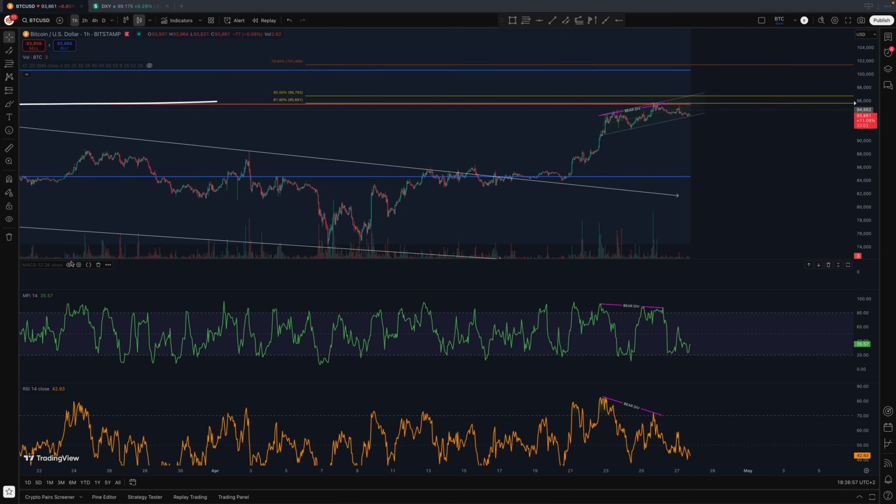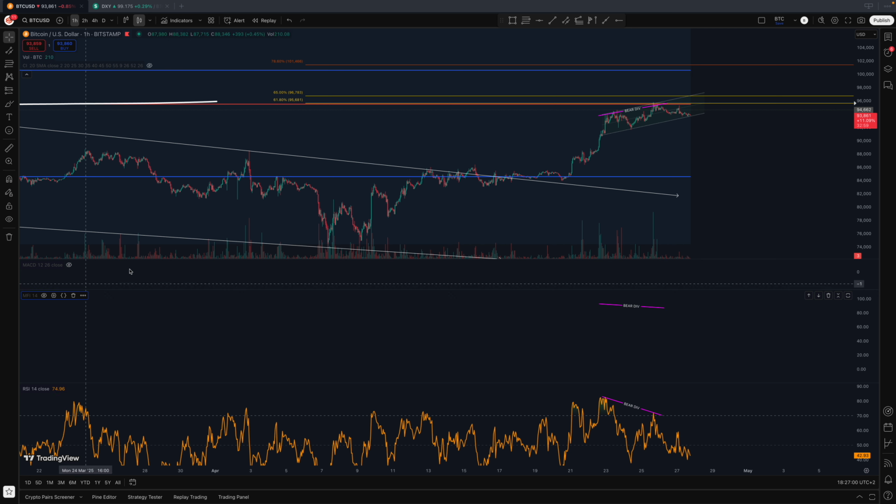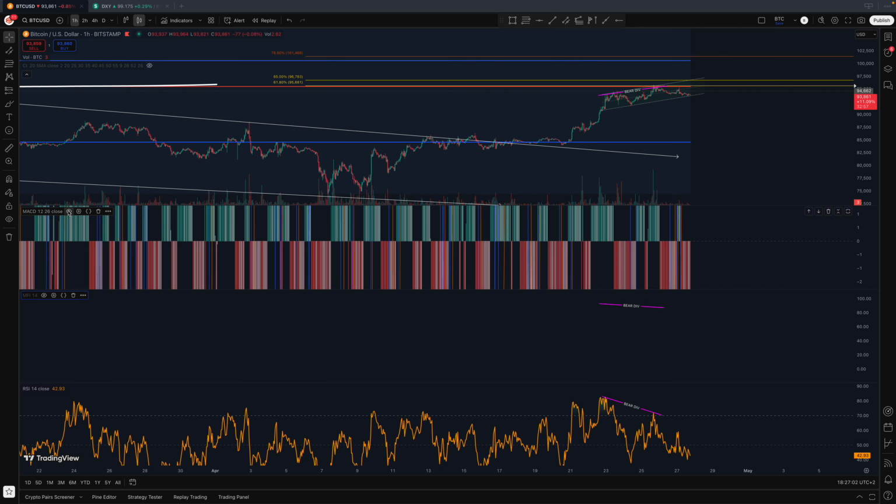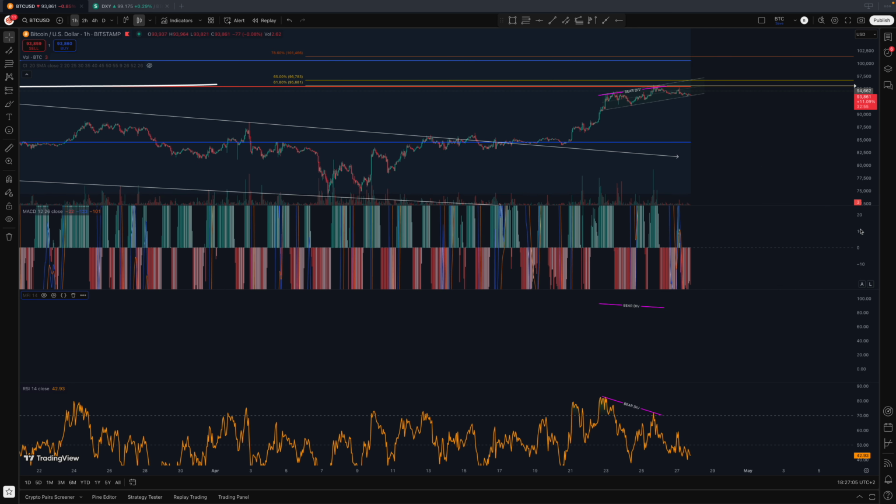An additional thing, let's also analyze the MACD. The MACD might also show some bearish signs or bullish. Let's check right now.